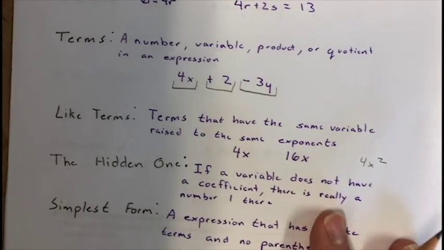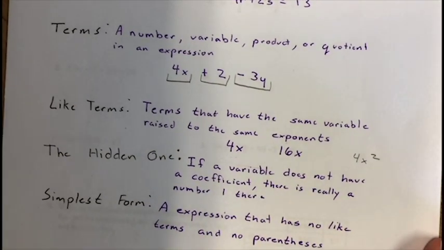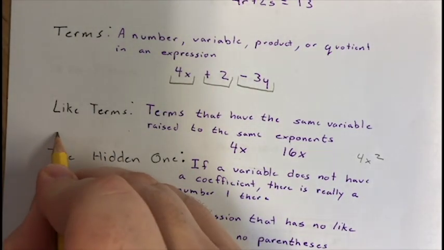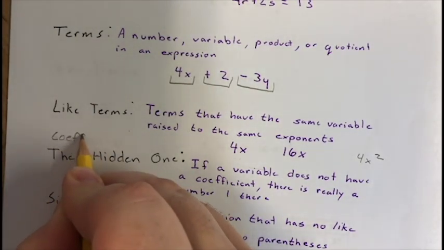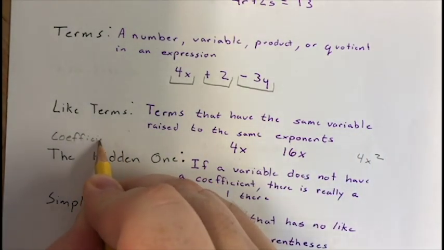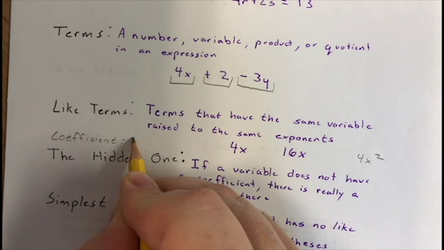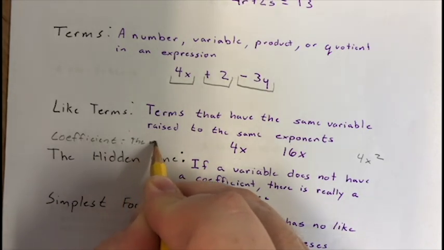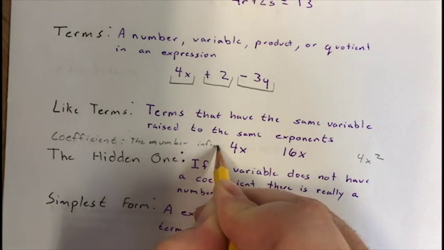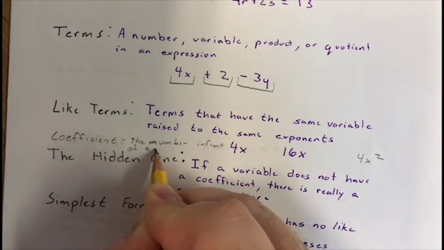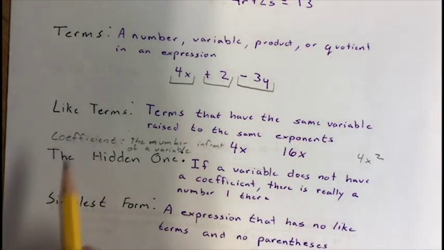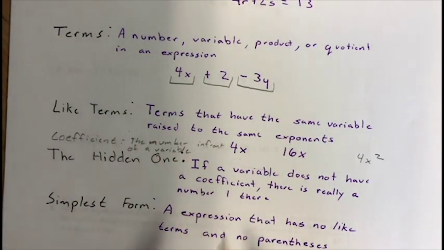Now, there's something I did not write in here, and it's the word coefficient. I'm going to put that here, and I'm sorry about that. So you're just going to have to add a little note here. It's basically the number in front of a variable. All right, this is very important to know.